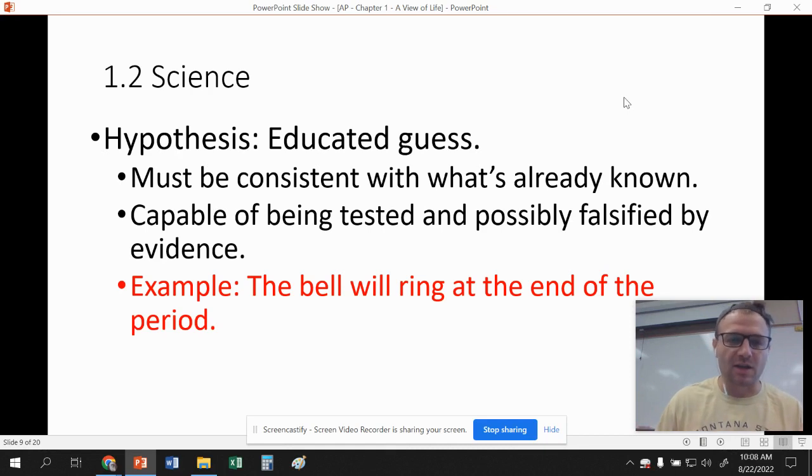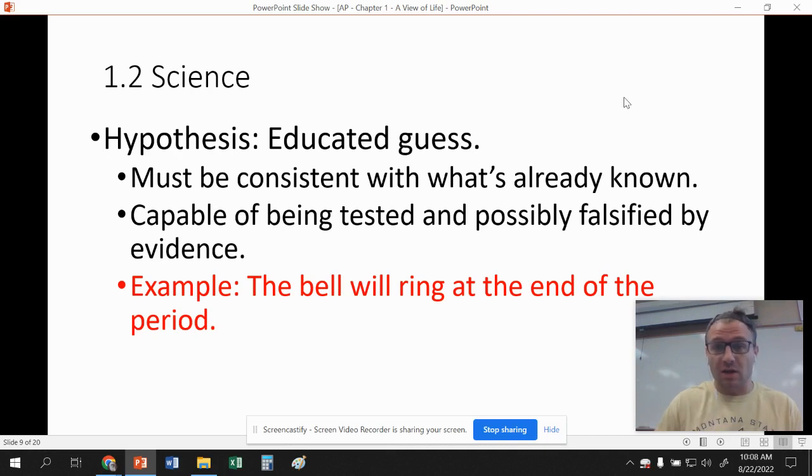So a couple of things I like to talk about with hypotheses is it must be consistent with what's already known. It's capable of being tested and possibly falsifiable or falsified by evidence. What that basically means is it has to be disprovable. Like you have to be able to disprove a hypothesis for it to be a good working scientific hypothesis. If you can't disprove it or if you can't test it, it's not really a good hypothesis or a scientific hypothesis. It needs to be disprovable.